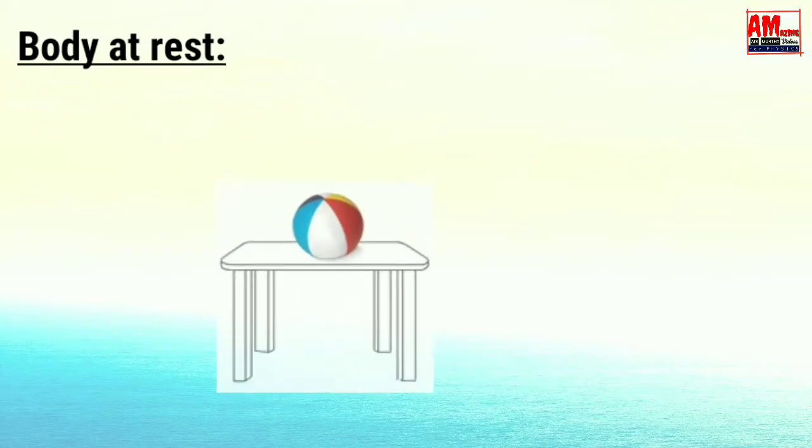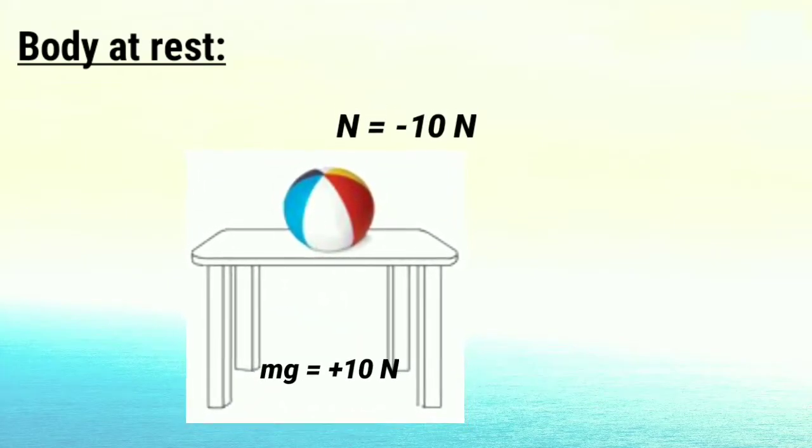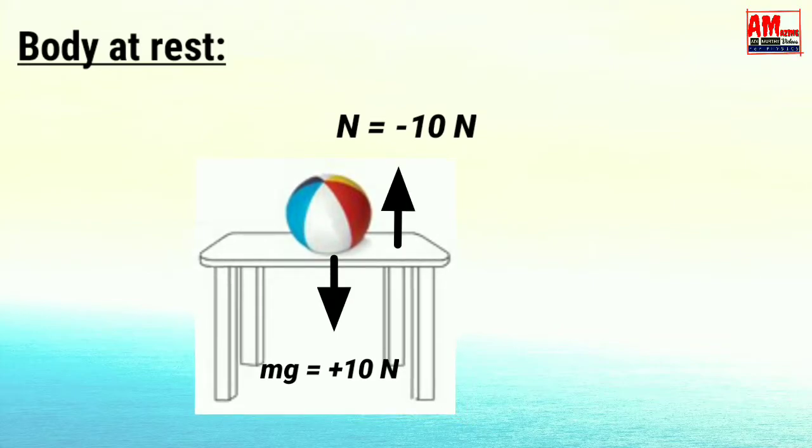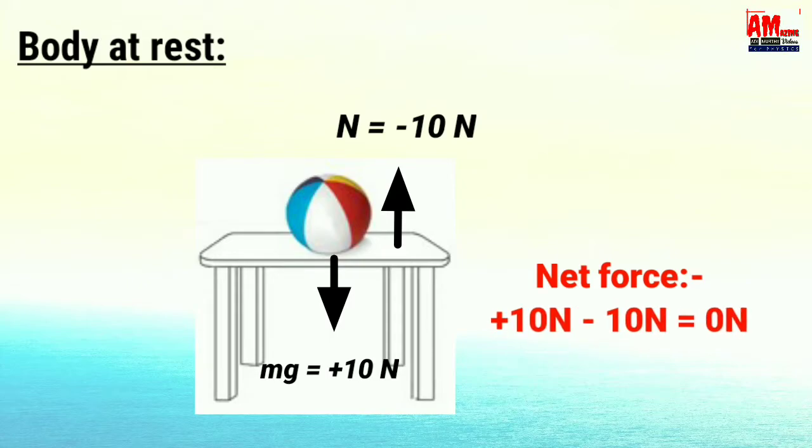How can a body be at rest when net force is zero? Let us see an example. There is a table on which a ball is placed, and 10 newtons is acting downward, that is gravitational force, and 10 newtons of normal force is acting opposite to it. Net force on the ball is equal to plus 10 newtons minus 10 newtons, that is equal to 0 newtons. So the net force on the ball is 0 since no force is acting on it to move the ball, hence the body is at rest.